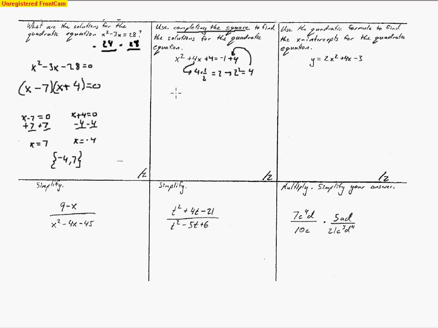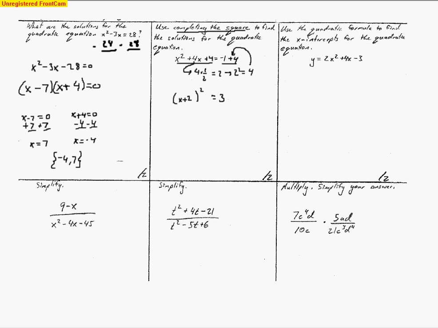When I do that, I end up with a perfect square trinomial that factors as x plus 2 times x plus 2. So it's a quantity being squared. See, 2 times 2 makes 4, and 2 plus 2 makes 4. And this all equals 3 when I add the negative 1 and the 4 together.